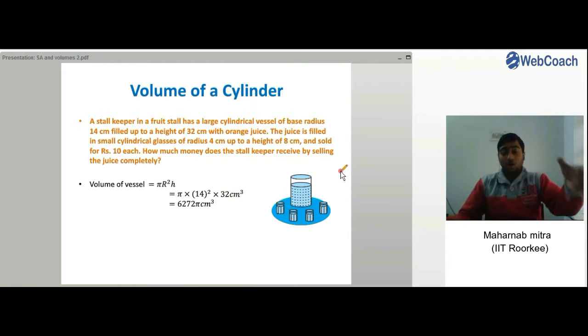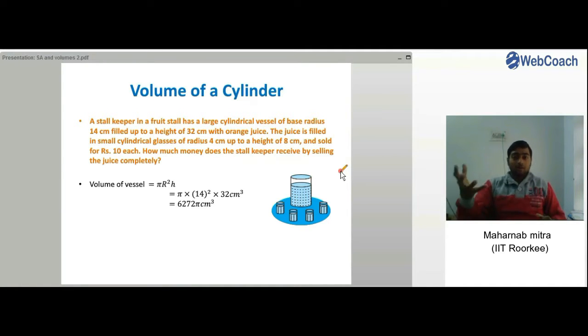Our main aim is to find out how many glasses the shopkeeper will sell, or how many glasses can empty the entire vessel. Because the number of glasses which can empty the vessel is nothing but the number of glasses which could be sold, and that number multiplied with the cost of one glass will give us the total amount of money earned by the stall keeper. So we have got the volume of the vessel.